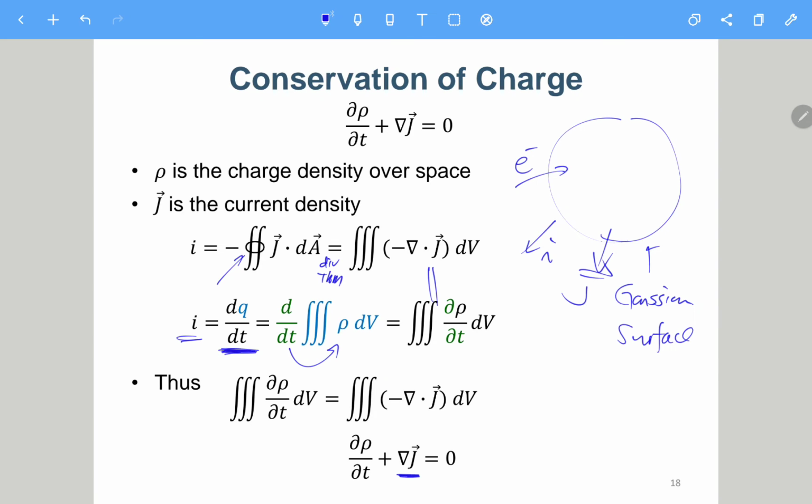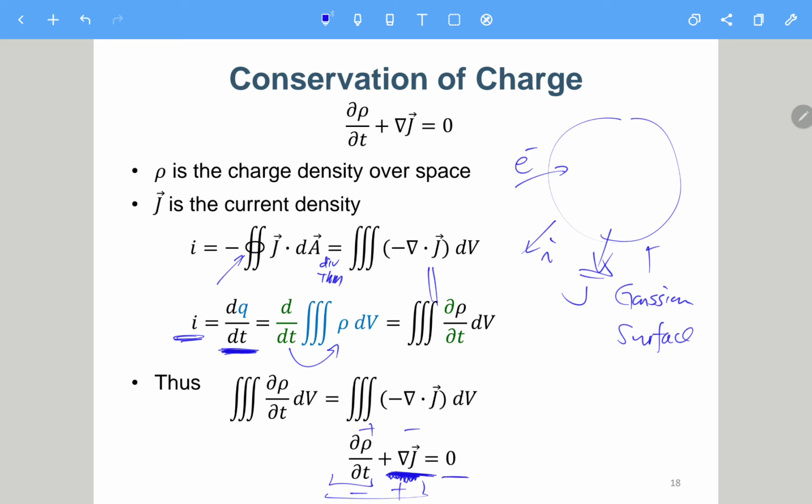As much as the charge is moving with respect to time, we have current. Which means that if we have a change of charge density, if there is some current flowing outside, then the charge density will reduce. So if this increases, this will reduce. If this reduces, this will increase. They sum up to be 0.